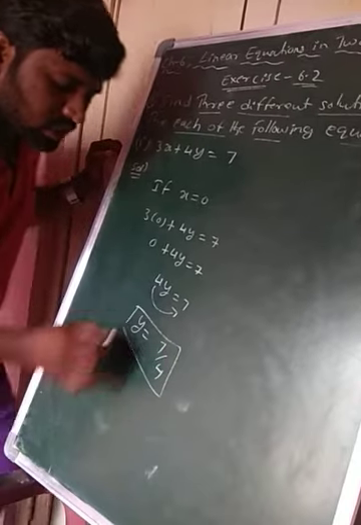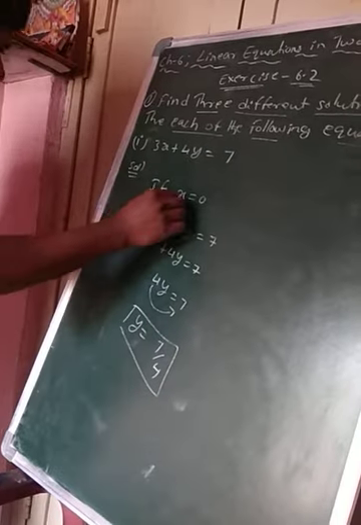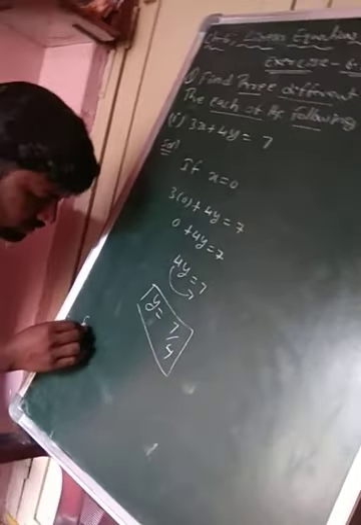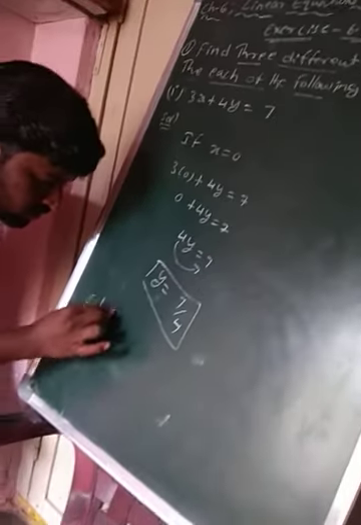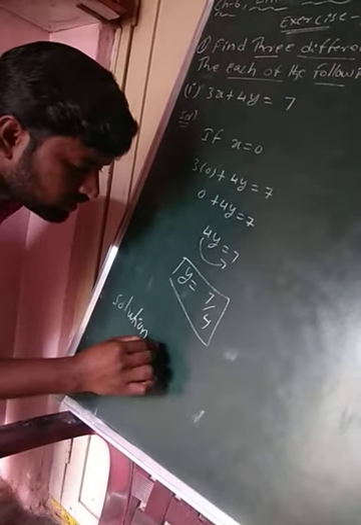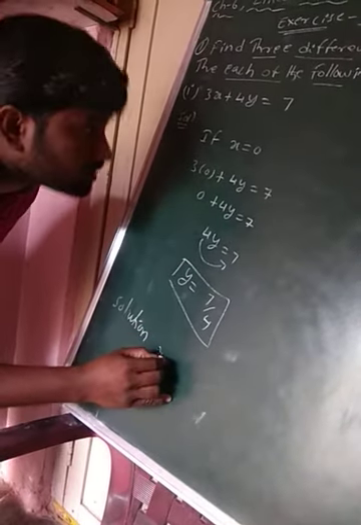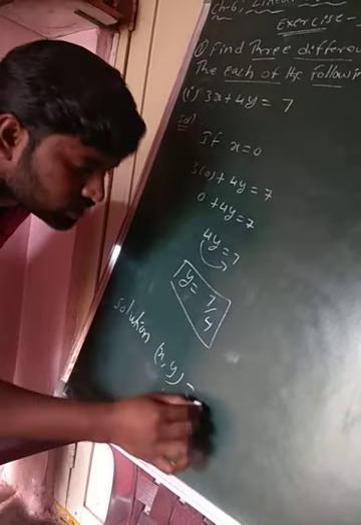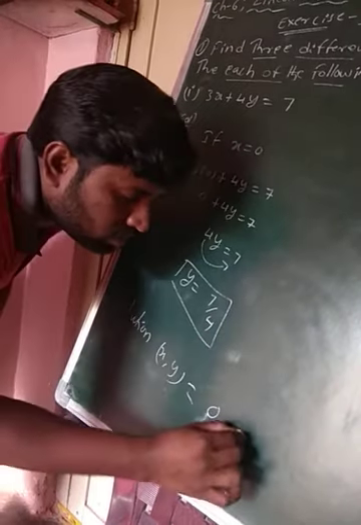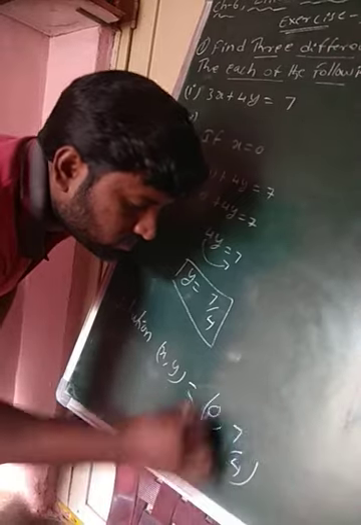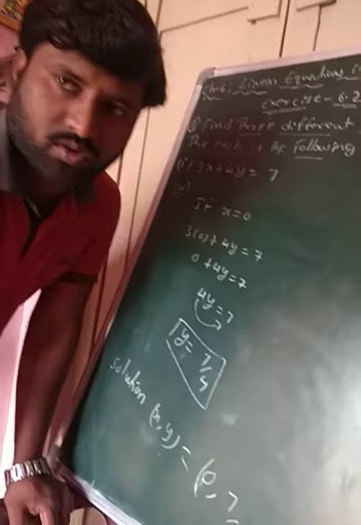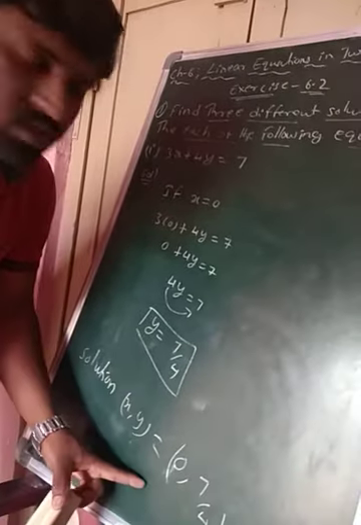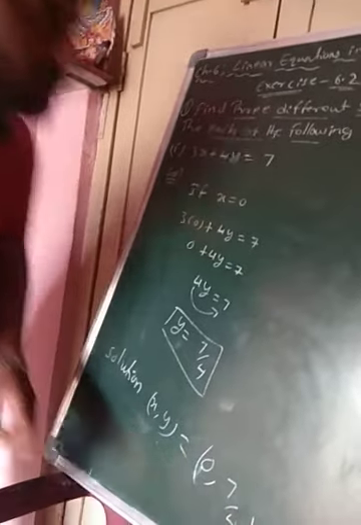Now see clearly, the x value is 0. What is the solution? The solution of x comma y: the x value is 0, and the y value is 7 by 4. So this is one of the solutions.